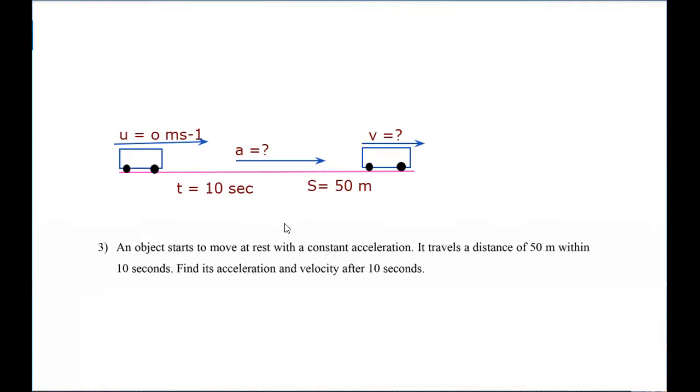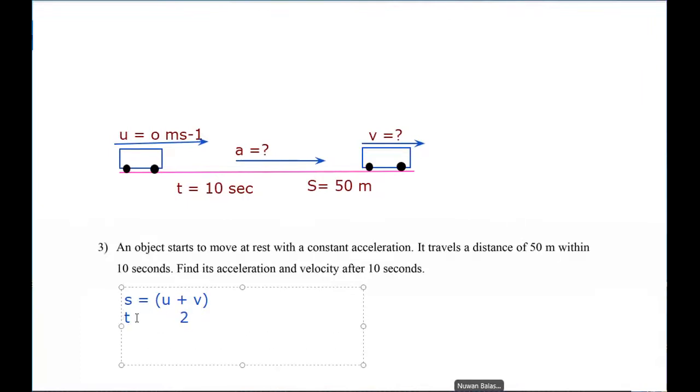What is the best equation that can be used to find the final velocity? Somebody? We can use the average velocity equation. S over T equals U plus V divided by 2. I think this equation is much easier. So let's use it. Average velocity equation.